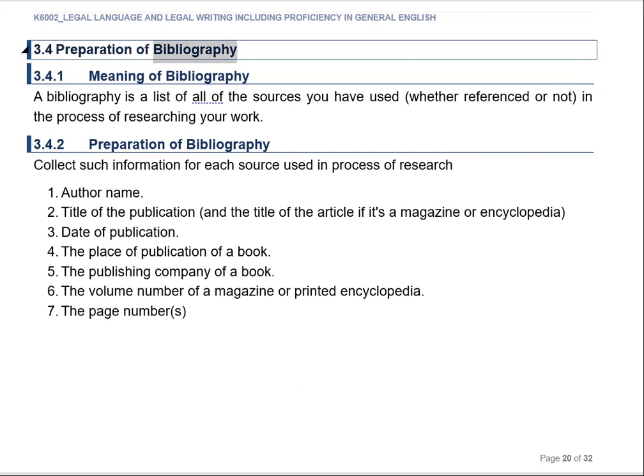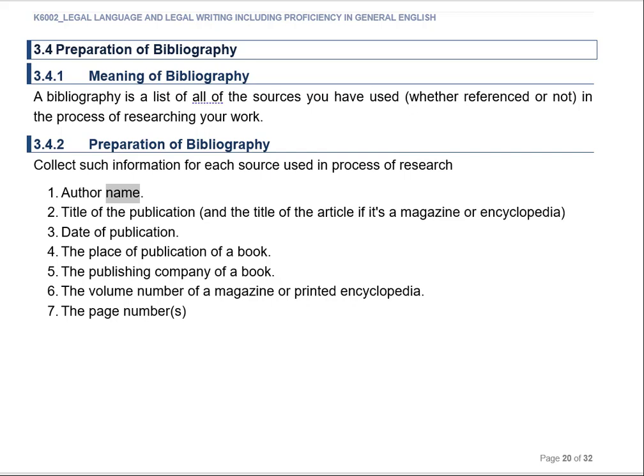Preparation of bibliography. Meaning of bibliography. A bibliography is a list of all of the sources you have used, whether referenced or not, in the process of researching your work. Preparation of bibliography. Collect such information for each source used in the process of research.